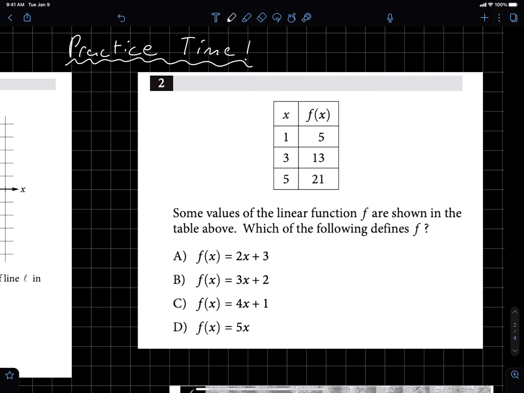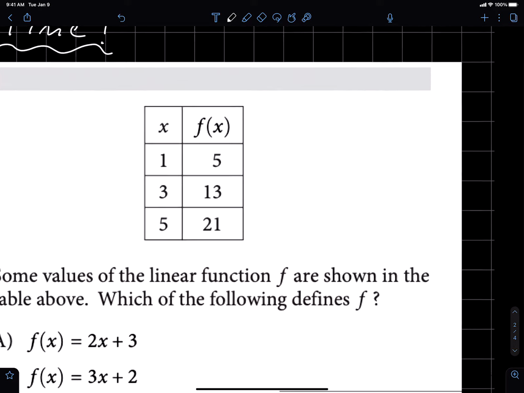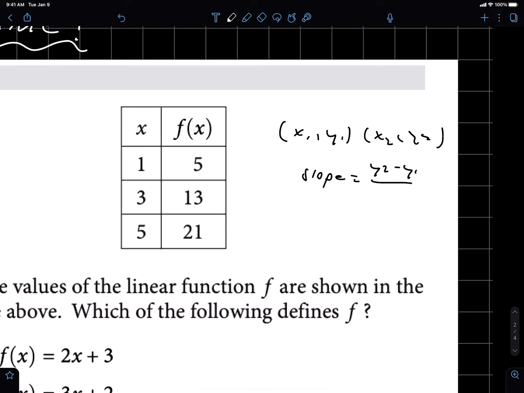Alright, some values of the linear function f are shown in the table above. Which of the following defines f? Okay, so remember, when we have a point, x1 comma y1, and another point x2 comma y2, our slope is going to be equal to y2 minus y1 over x2 minus x1.